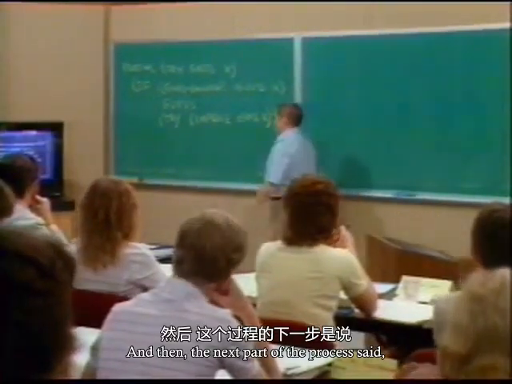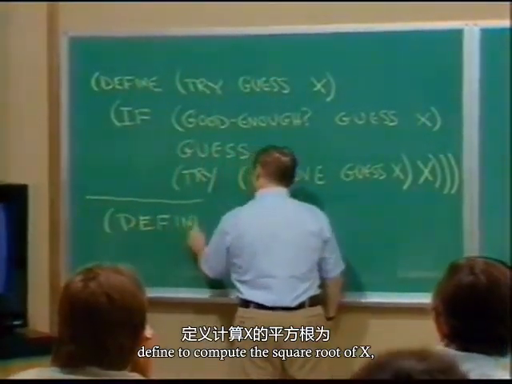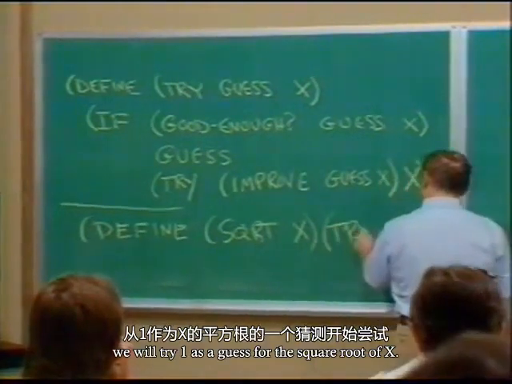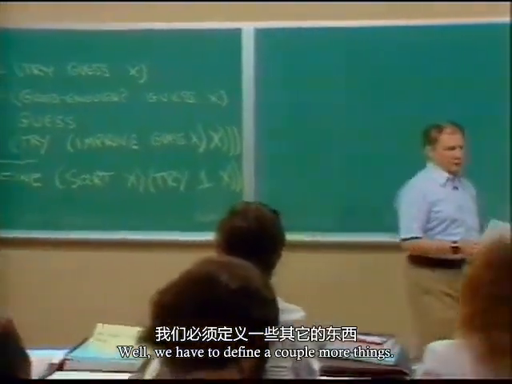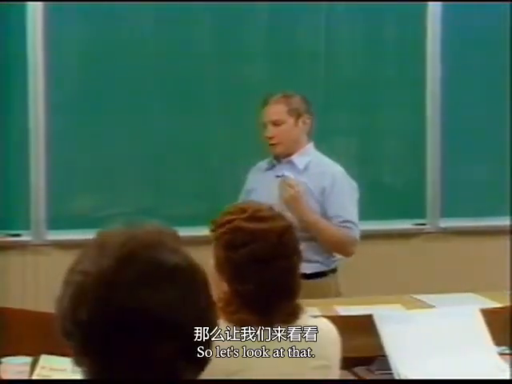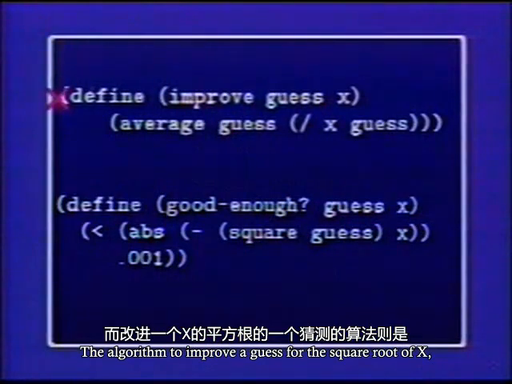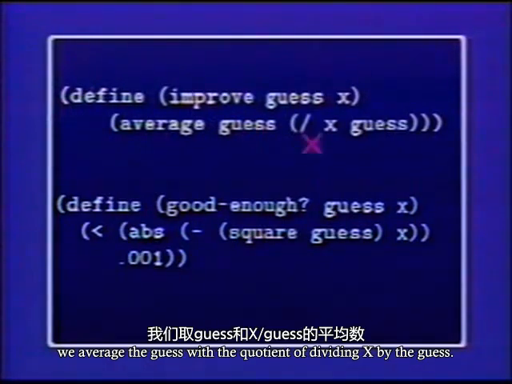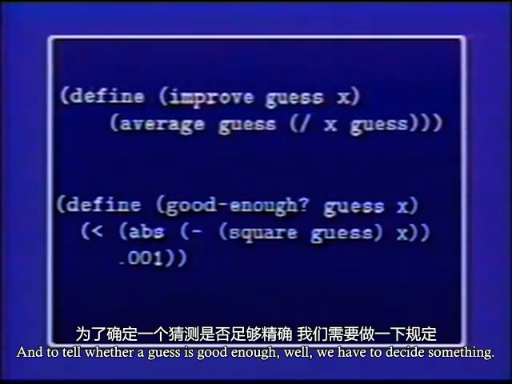And then the next part of the process said, in order to compute square roots, we'll say define to compute the square root of x, we will try 1 as a guess for the square root of x. Well, we have to define a couple more things. We have to say, how is a guess good enough, and how do we improve a guess? So let's look at that. The algorithm to improve a guess for the square root of x, that was the algorithm, we average the guess with the quotient of dividing x by the guess. Right, that's how we improve a guess. And to tell whether a guess is good enough, well, we have to decide something.